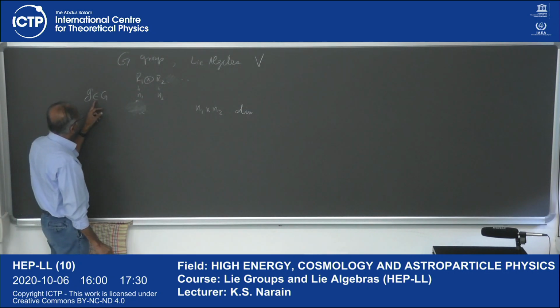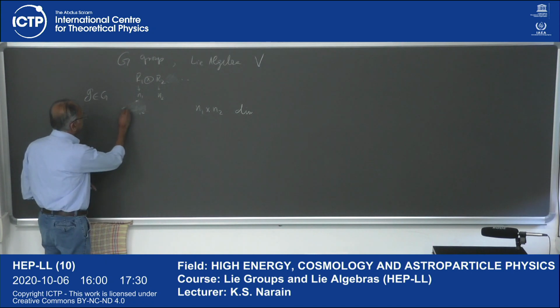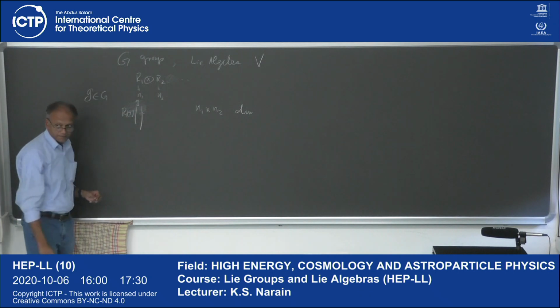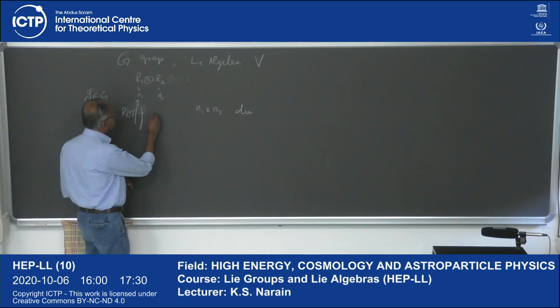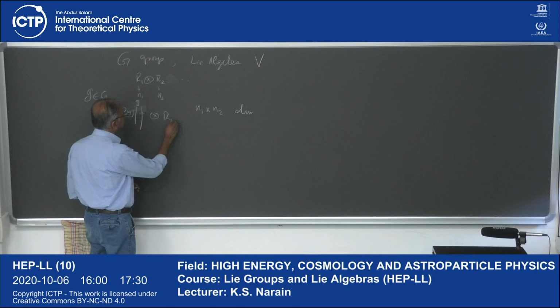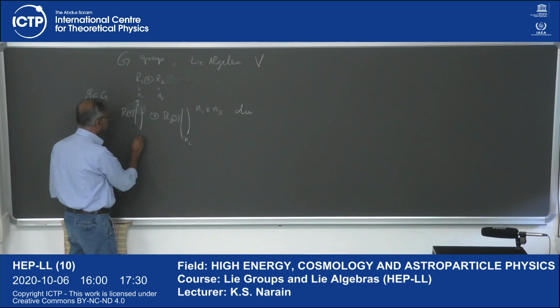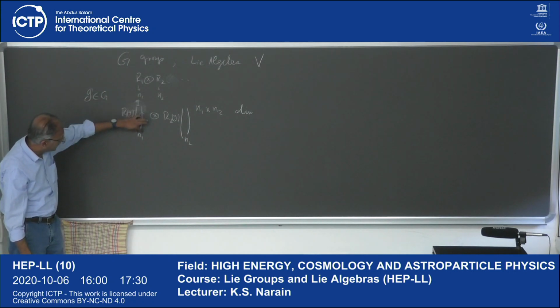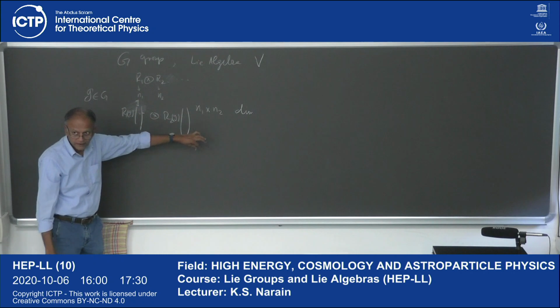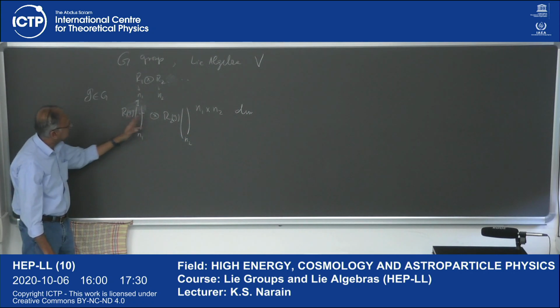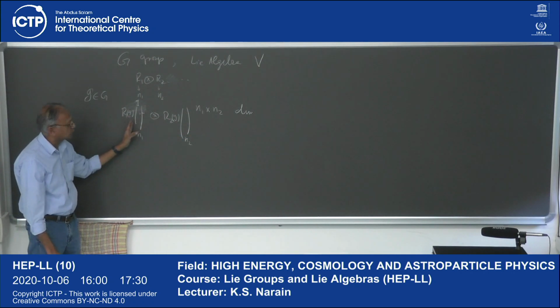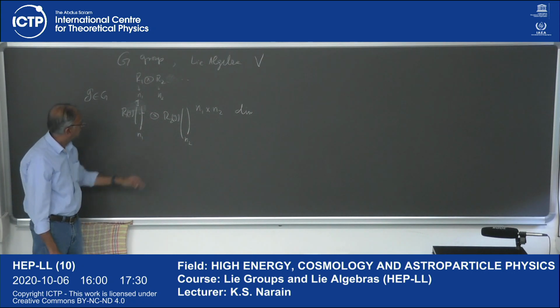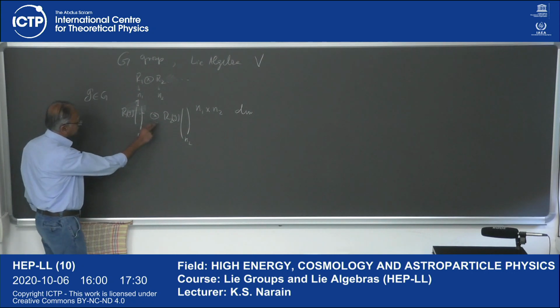Now when I apply g, R1(g) will act on this N1-dimensional vector, times R2(g) acting on this N2-dimensional vector. This is a notation: this is an N1 column vector, this is an N2 column vector. So it's simultaneous. It acts simultaneously on both elements. That is at the level of the group.